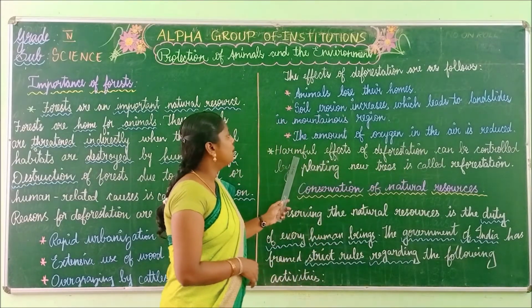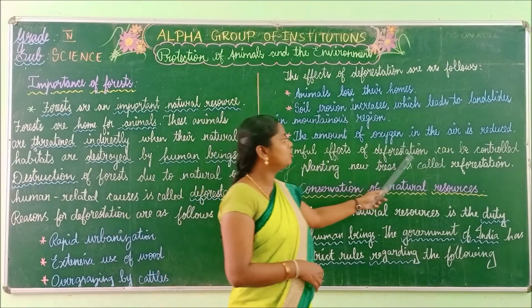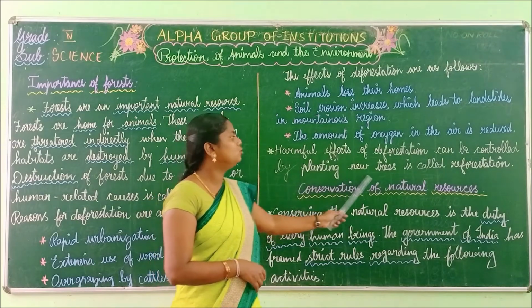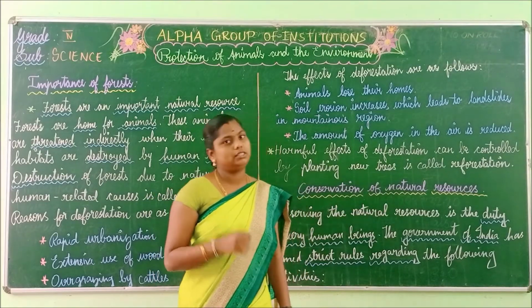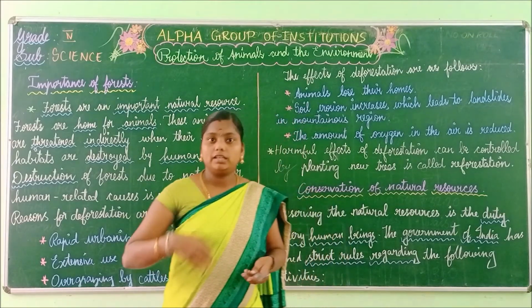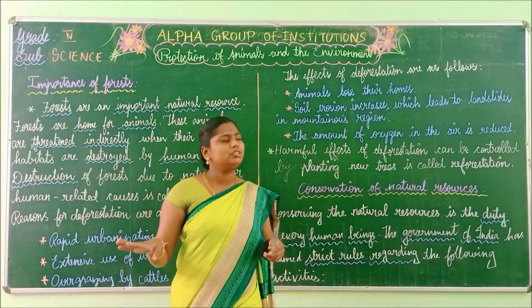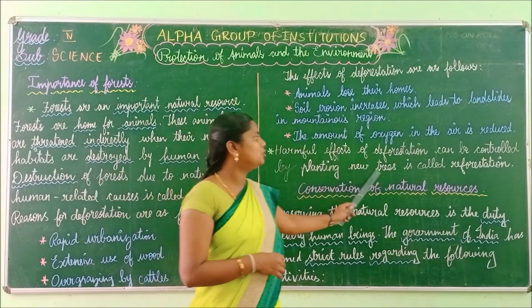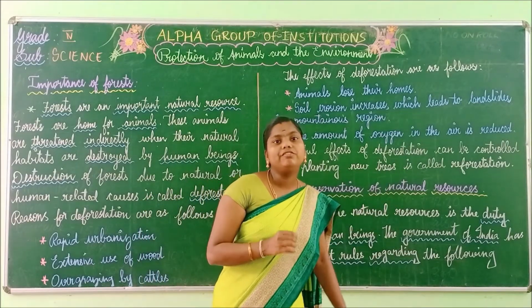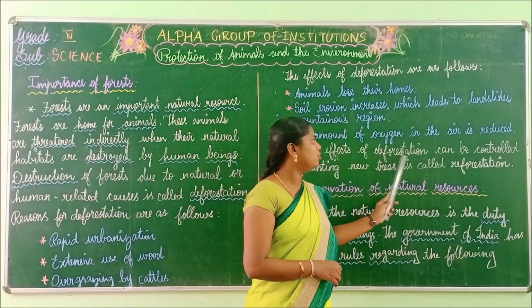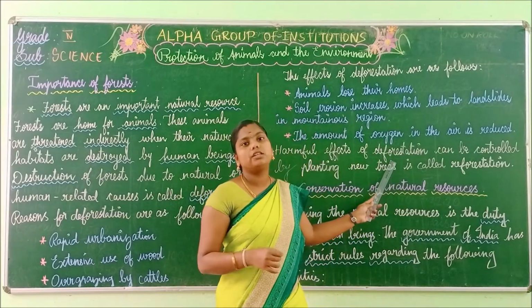The next one, the harmful effects of deforestation can be controlled by planting new trees, which is called reforestation. So we know that deforestation has occurred. We can plant more trees. We can control deforestation by planting new trees. This is called reforestation. See the difference, children. DE, deforestation, which means destroying the forest.